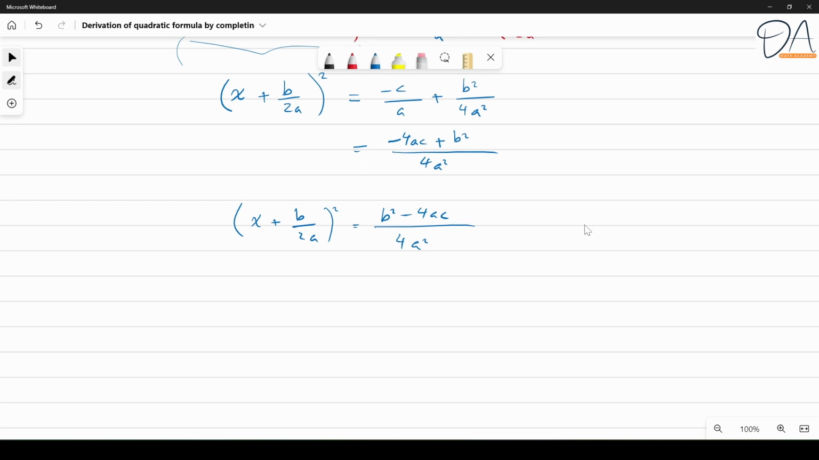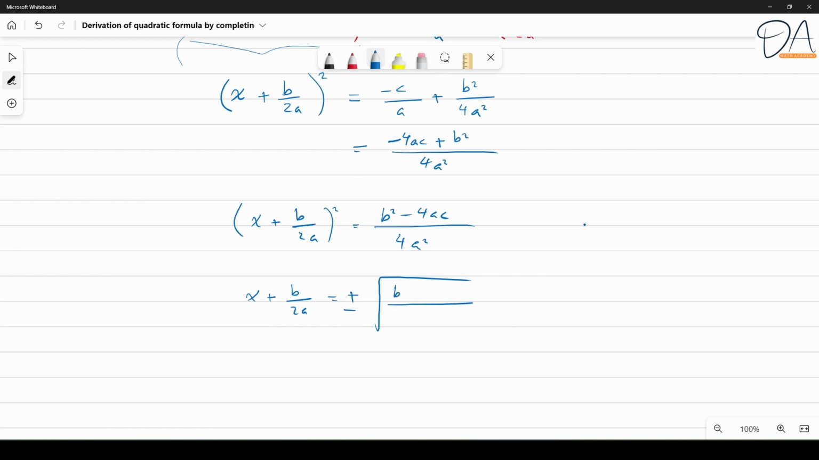Now let's take the square root of both sides. So we'll get x plus b over 2a. And here, when we are taking the square root, we need to consider both the positive and negative. Because when you are squaring, the negative sign will also disappear. So that gives you a possible solution. And we discussed this in the video that talks about completing the square. You can refer back to that video.